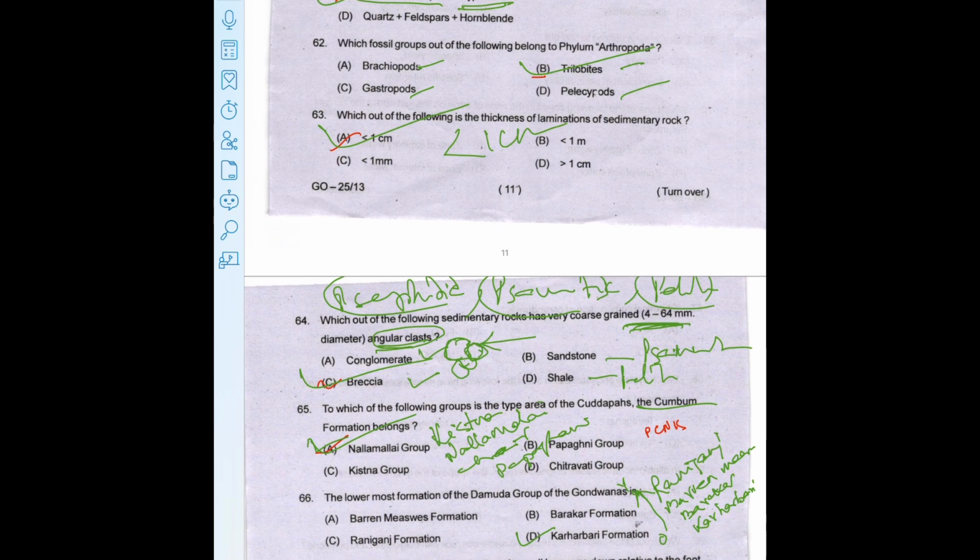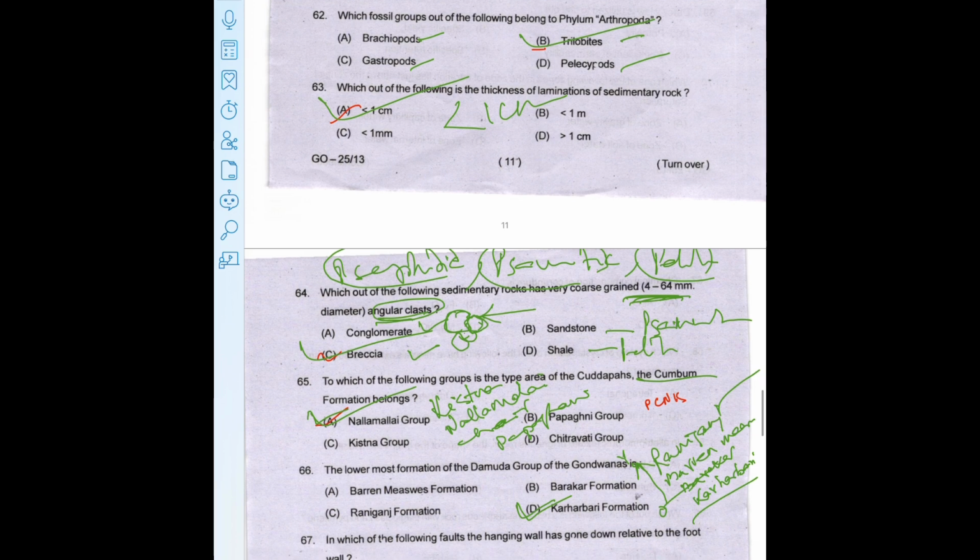Samitic rock. To which of the following groups does the type area of Kadapa, the Kumbum formation, belong? It belongs to Nalamale group. Papagani, Chitravati, Nalamale, Kistina: these are the subdivisions of Kadapas. And in Nalamalai, we have the Kumbum shales and Barankoja quartzite. The lowermost formation of Damuda group is Karharbari. On the top, the youngest is Raniganj, followed by Barren Measures, then Barakar, then the oldest is Karharbari.